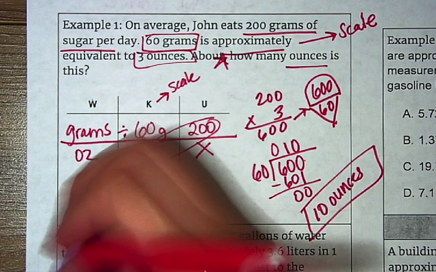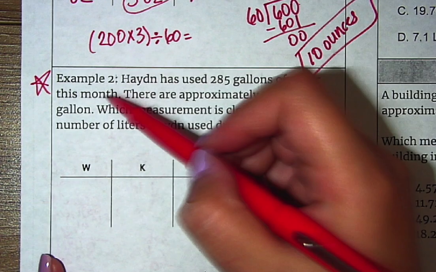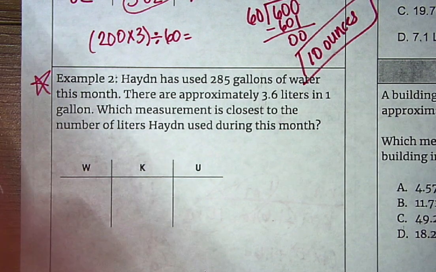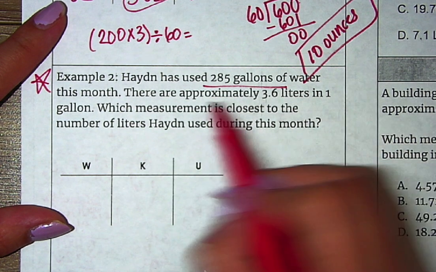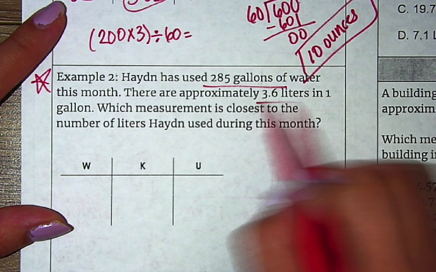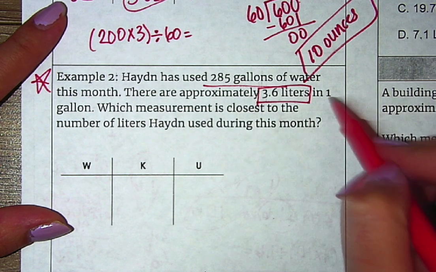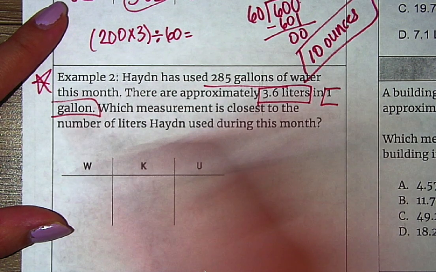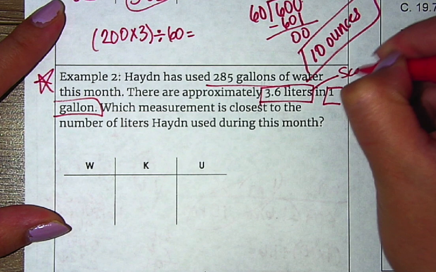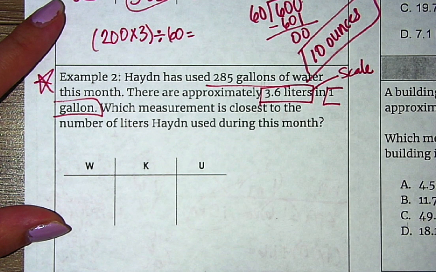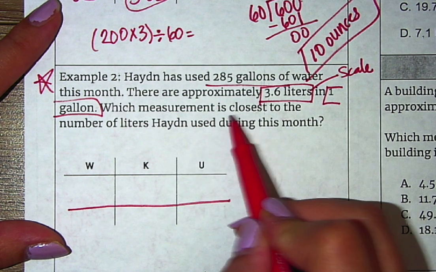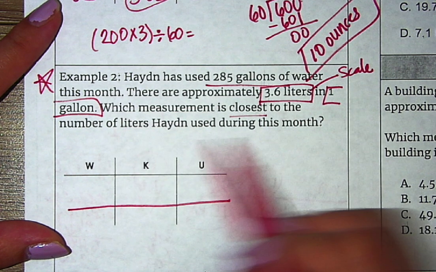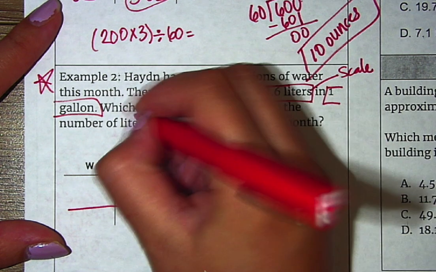Okay, I'm going to let you do this one by yourself. I'm just going to read it. Example 2, it says Hayden used 285 gallons of water this month. I'm going to underline that. That's important information. There are approximately 3.6 liters in 1 gallon. Remember, you're boxing this part because this is your scale. That's what's going to go into the K. Okay? Which measurement is closest to the number of liters Hayden used during this month? Put a star next to your question.